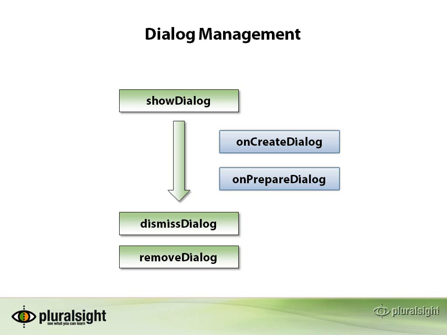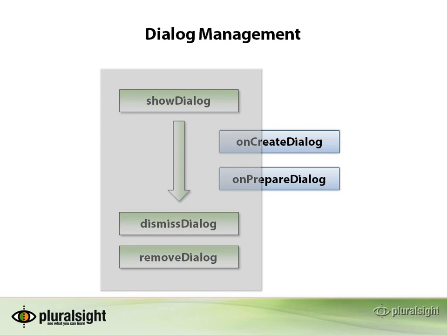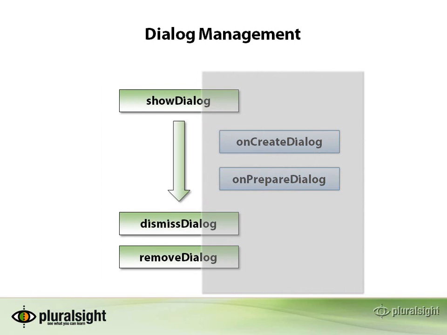So looking at this diagram here, you can see there are several different methods that are called by you or called by the Android operating system. The methods that are in green are methods that you call, and the methods that are in blue are methods that you provide overrides for that Android calls.